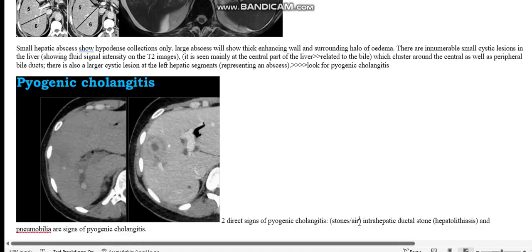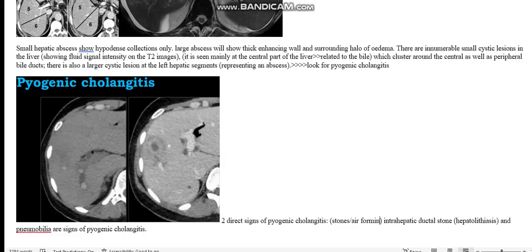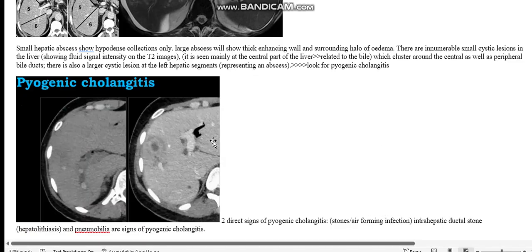An organism is forming air and stones inside this duct. The formation of intrahepatic bile duct stones is called hepatolithiasis. The presence of gas inside the intrahepatic duct is called pneumobilia. Both are signs of pyogenic cholangitis.